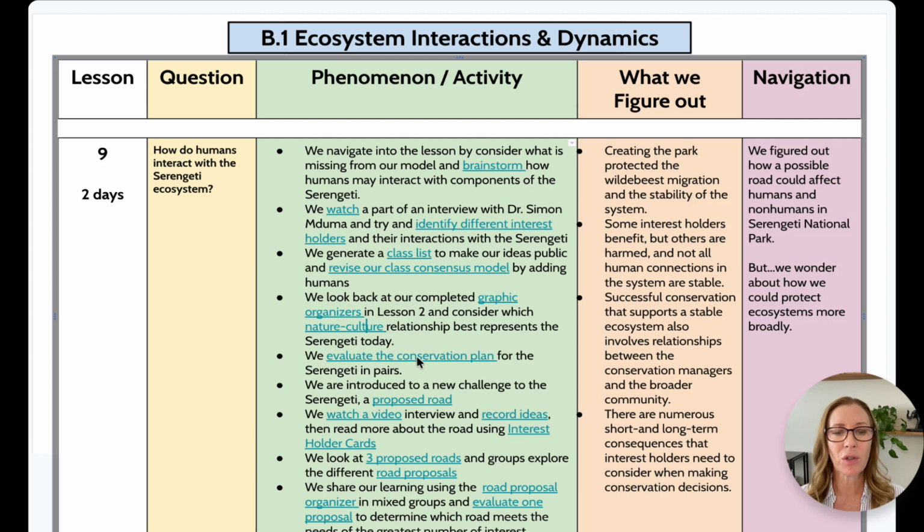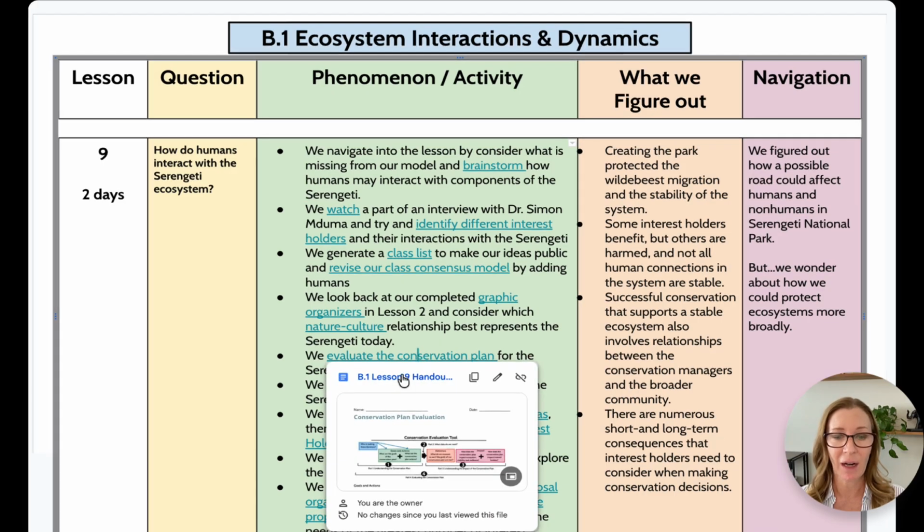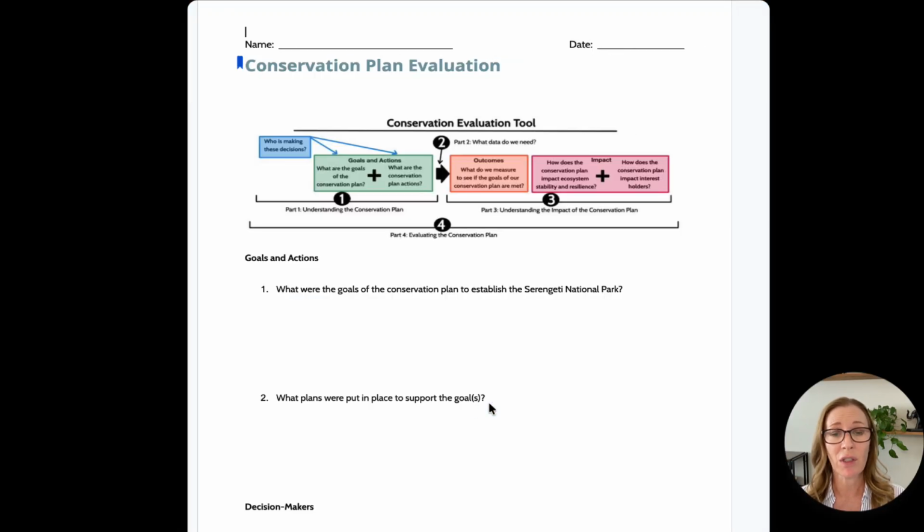But then we're going to use that lens of how humans are interacting with the ecosystem to evaluate that conservation plan. And we'll do this in pairs. And so here is a handout. This is the first time that students are introduced to the conservation evaluation tool.